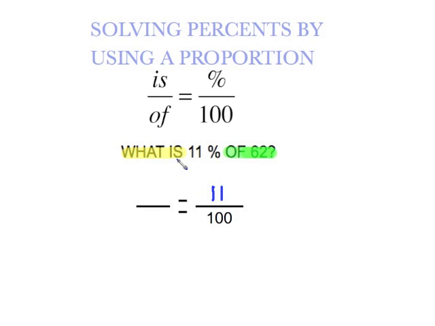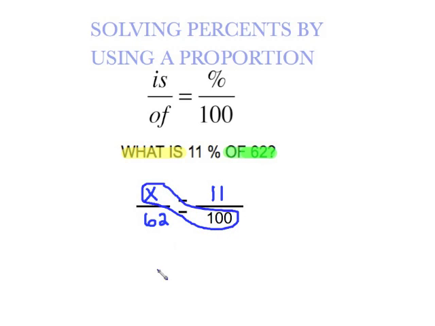That will always be put over 100. What is, whatever precedes the word is going to go in the top. Since we don't know what that is, that's our x. Of 62, whatever comes after the word of goes in the bottom of the fraction. And all we have to do here, because we have a proportion, is just cross multiply and solve.